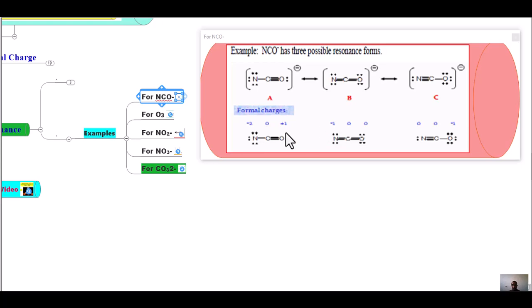Can you answer? Yes, I hope your answer will be this one, because this indicates that the negative charge is on the more electronegative atom, that is oxygen, and we have 0, 0 at the adjacent carbon. So the most preferable Lewis structure is this one.